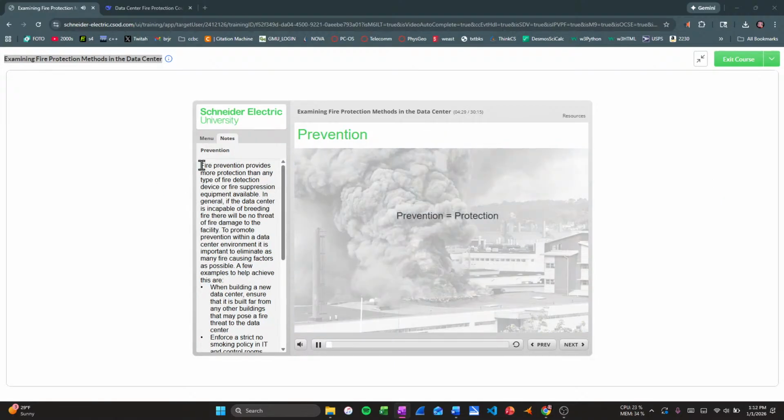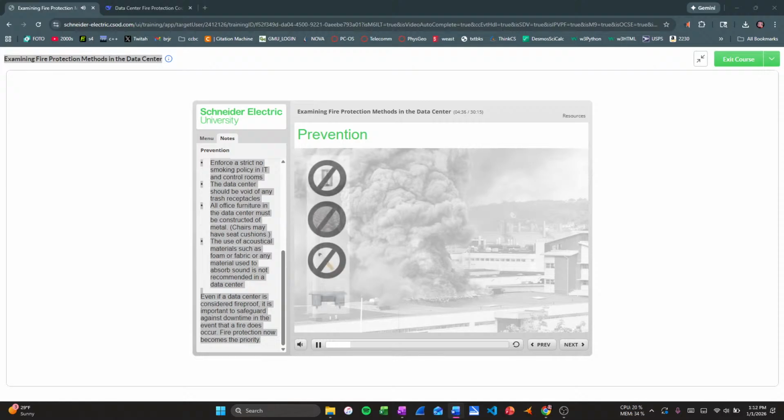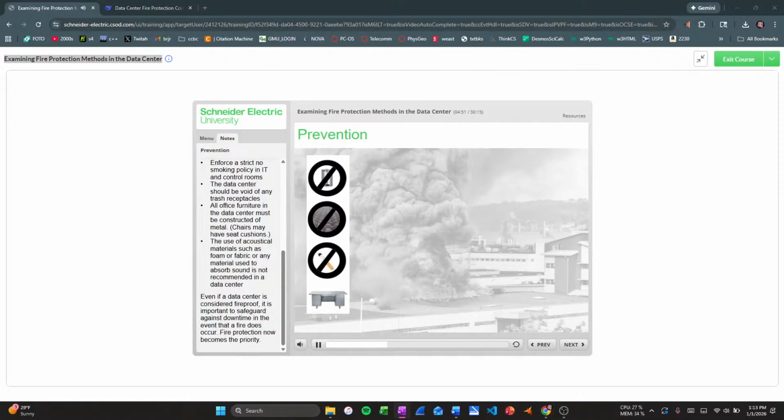Fire prevention provides more protection than any type of fire detection device or fire suppression equipment available. In general, if the data center is incapable of breeding fire, there'll be no threat of fire damage to the facility. To promote prevention within a data center environment, it's important to eliminate as many fire-causing factors as possible. A few examples to help achieve this are: when building a new data center, ensure that it is built far away from any other buildings that may pose a fire threat to the data center.